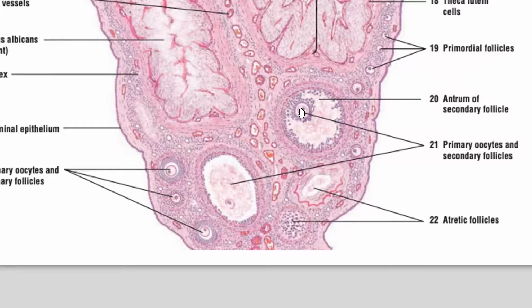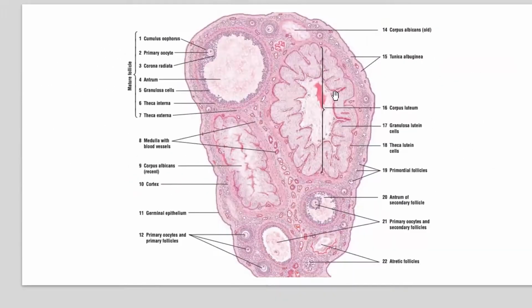Here you can see one secondary follicle. This is the oocyte. You can see the corona radiata and the granulosa cells around, and this is the antrum. And around the follicle, you can see the connective tissue, which makes a circle, and we call it theca folliculi. This is the mature follicle or Graafian follicle. You can see the oocyte, the granulosa cells, and the antrum. And the theca layers are located around the follicle.